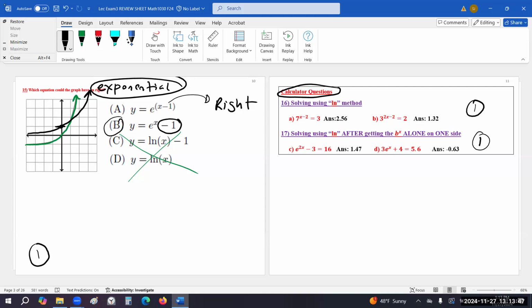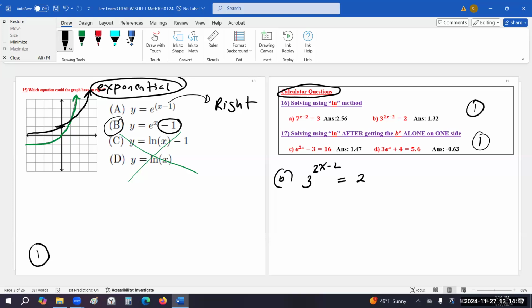Okay, these two. So the first one is we have one exponential on one side and a number on the other side. Let me just take B: 3^(2x−2) = 2. In this type, we have an exponential and a non-exponential. The two bases are completely different from one another.